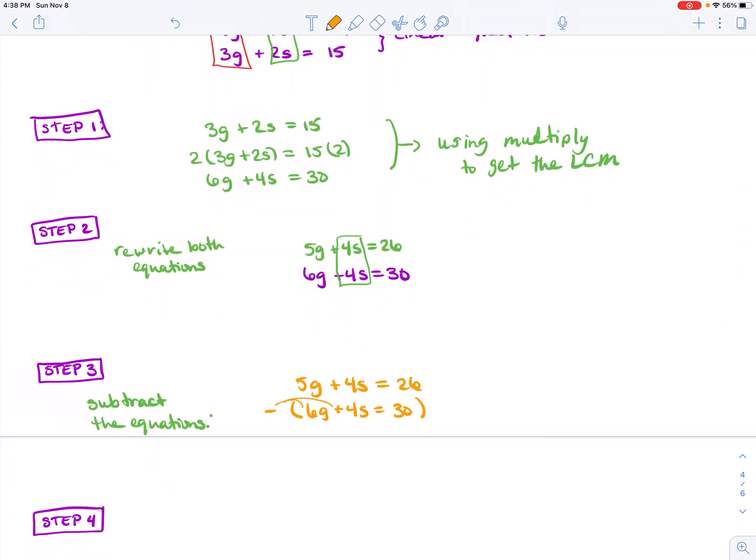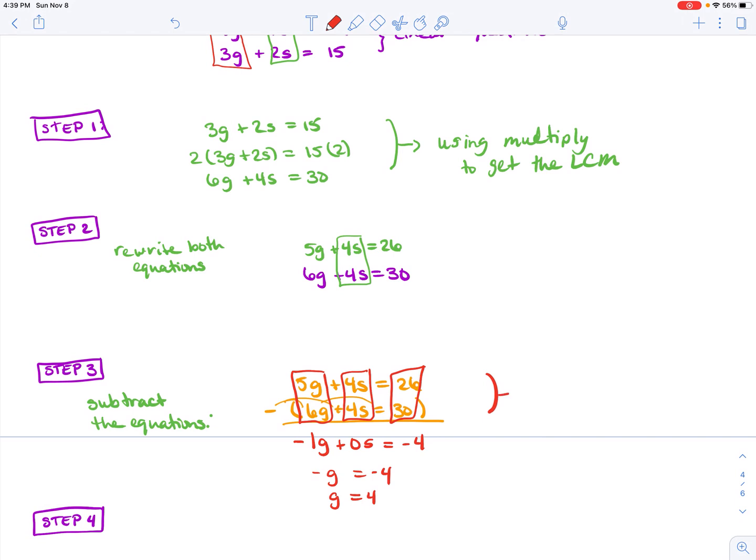So of course, if I distribute this in amongst, if I take them both individually, now I have 5G minus 6G. That leaves me with, what? It leaves me with 1 minus 1G. If I take 4S minus 4S, of course, I am left with 0S. And 26 minus 30 leaves me with minus 4. So just rework this. I have minus G equals minus 4, and of course, G equals 4.